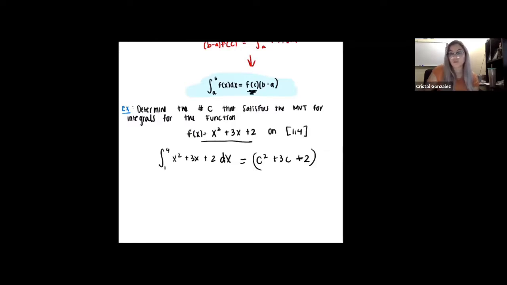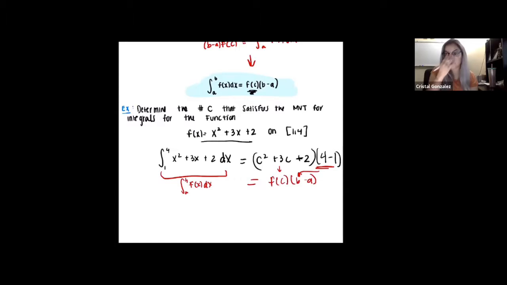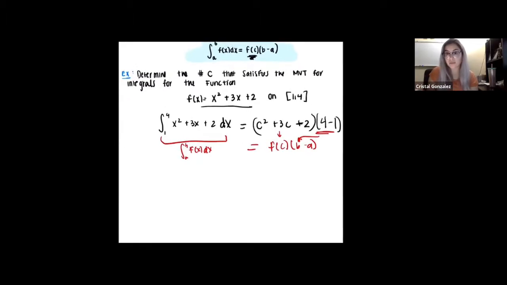And now we multiply by b minus a, which is 4 minus 1. All I'm doing here is showing you what happened. This part is the integral from a to b of f of x dx, and we set that equal to this part, which is f of c, times this part, which is b minus a. I'm just plugging into that formula, and that's it. Now I can evaluate, because I know how to evaluate a definite integral, and you should too already.